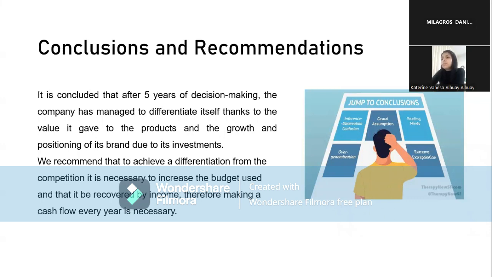Okay, now we are going to talk about the conclusions and recommendations. It is concluded that after 5 years of decision-making, the company has managed to differentiate itself thanks to the value it gave to the products and the growth and positioning of its brand due to investment. We recommend that to achieve a differentiation from the competition, it is necessary to increase the budget used and that it be recovered by income. Therefore, making a cash flow every year is necessary. Next, please.